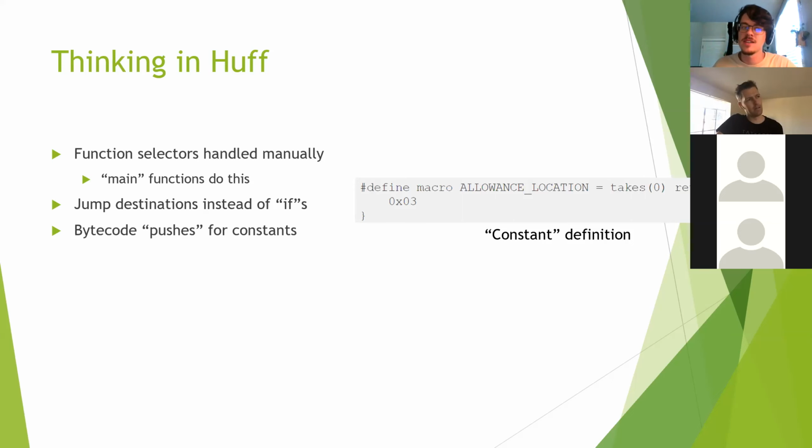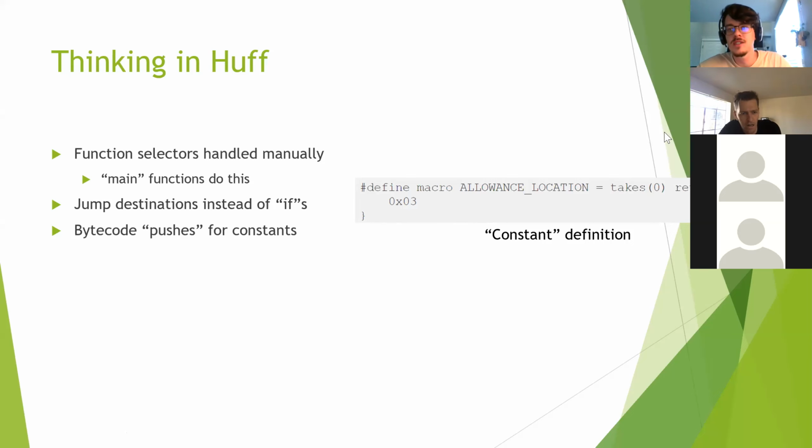And you have to take those 4 bytes that are the function selector and manually go through and determine, okay, what's this caller trying to do, and where should we take them in the program based on this. Again, jump destinations are used instead of ifs. You're going to see a lot of jump destinations in this presentation. And whenever you have constants, there's a definition for a constant right over here, it's just a macro that returns 1.